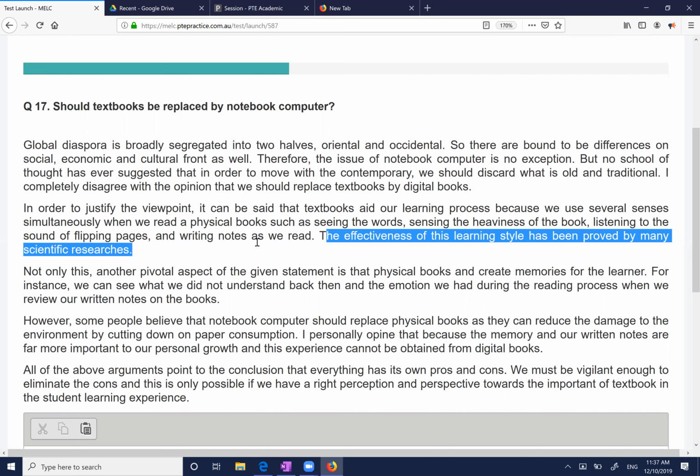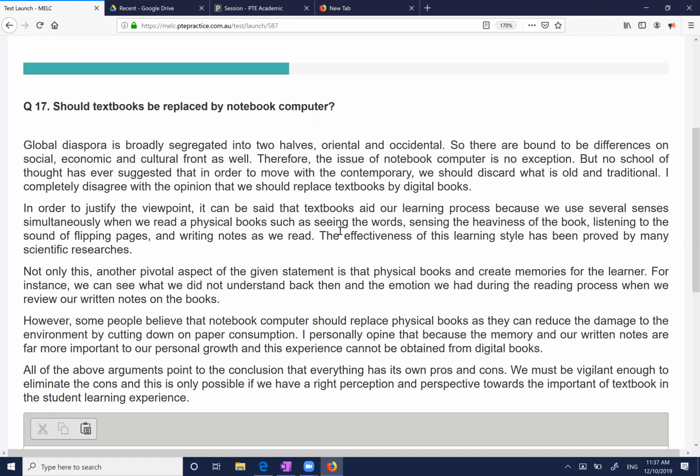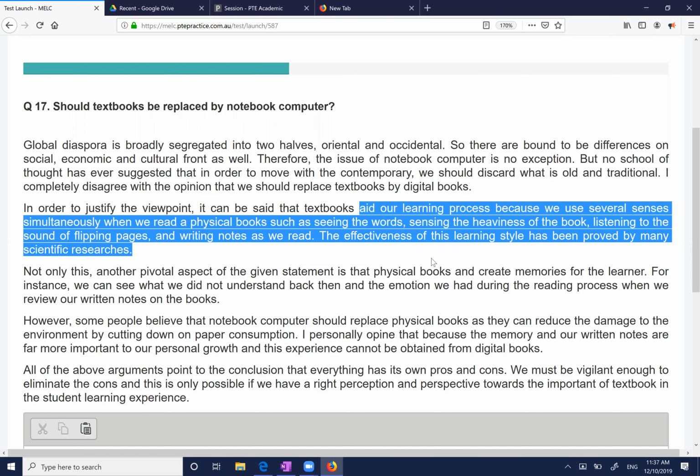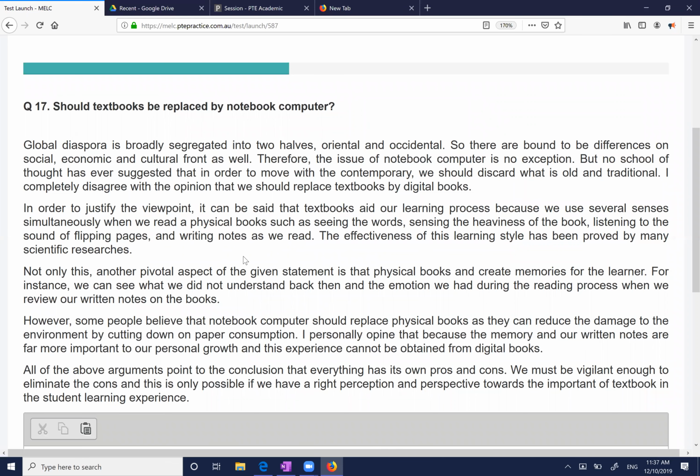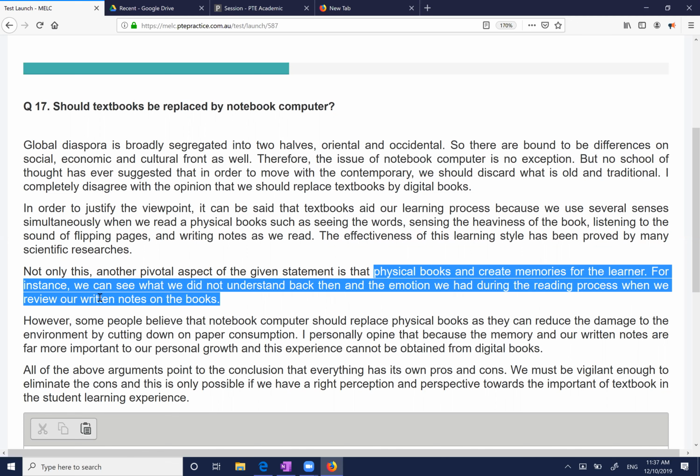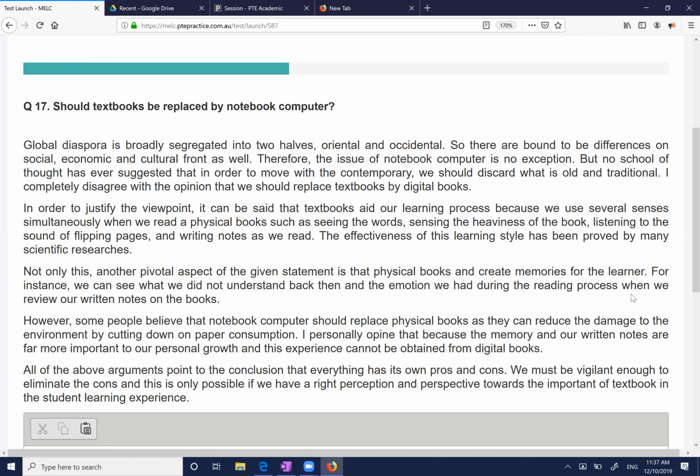Well, this body paragraph can be changed as well. I'm going to change it. We can add something better in it. But look at the way the argument has been explained. Not only this, another pivotal aspect of the given statement is that physical books create memories for the learner. For instance, we can see what we did not understand back then and the emotion we had during the reading process when we review our written notes on the book.